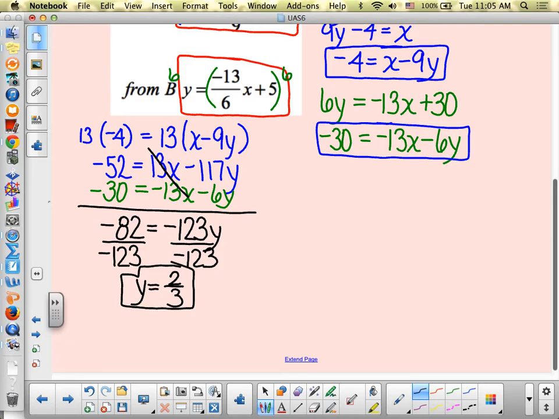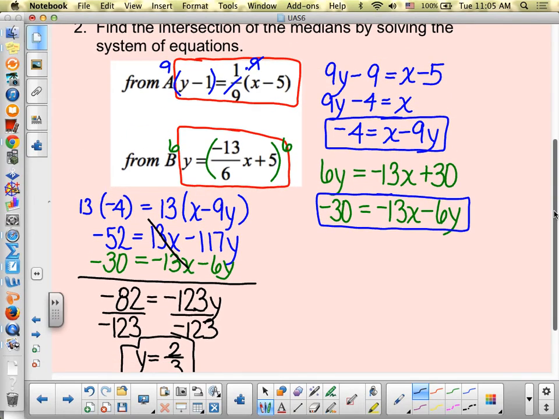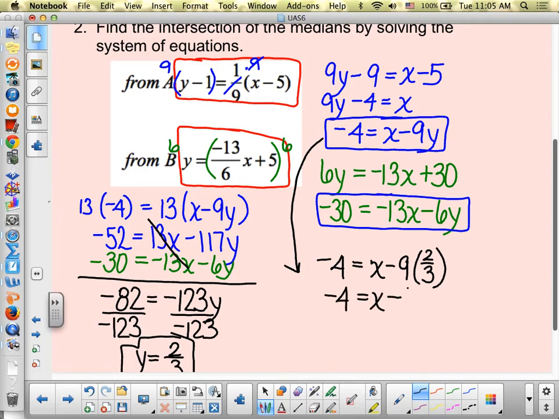Now I need to go back to any of my equations that have both x and y. I can choose the ones I've been working with. I can go back to the original, choose any version of the ones that I have. Just for the sake of argument, I'm going to grab this one. So negative 4 is equal to x minus 9 times 2/3. Negative 4 then is x minus 6. The x value comes out 2. So the centroid for this one, meaning the intersection of its medians, is going to be when x is positive 2 and y is 2/3.